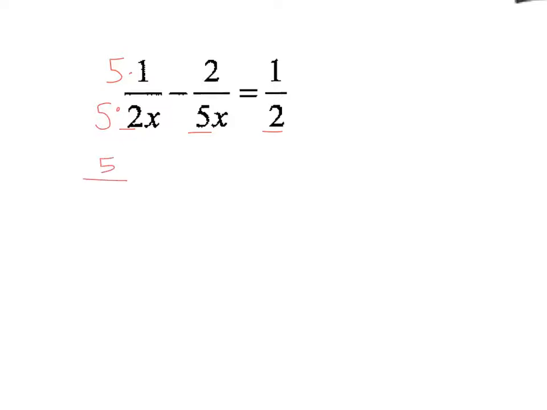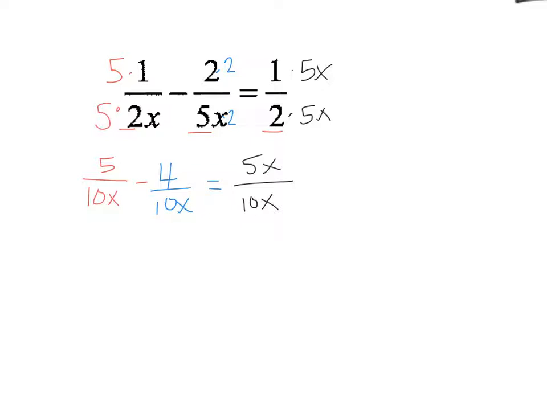So it's going to be 5 over 10x minus, and I'm going to multiply the numerator and denominator by 2 over here to make it 10x. So it's going to be minus 4 over 10x equals, and I want to multiply this by 5 and this by 5 and an x, I need an x as well. So it's going to be equals 5x over 10x. So you have all your denominators the same. So you can cancel these out and now solve your numerator.